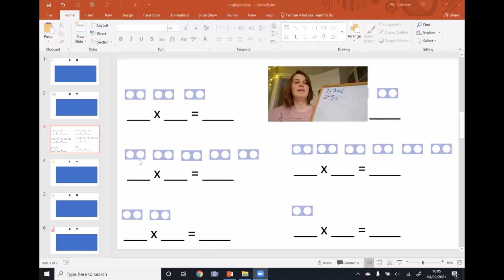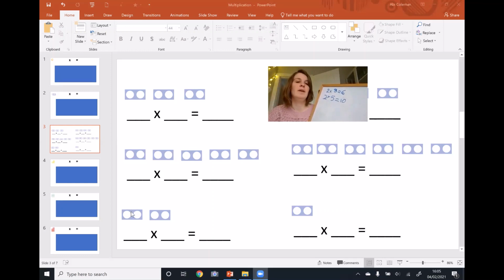Okay, so I'm going to count on my screen now. 2, 4, 6, 8, 10. I'm going to write the number 10 down and then I'm going to check by counting in 1s. 1, 2, 3, 4, 5, 6, 7, 8, 9, 10. Well done if you got 10. Let's look at the one beneath it.